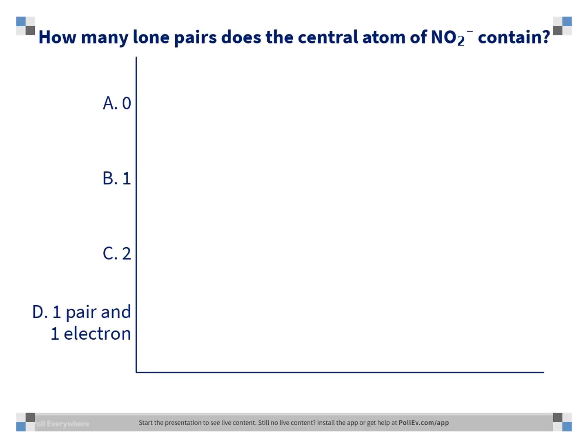The correct answer is B, 1. Please consult the poll question key for an explanation of this problem, including an image of the nitrite ion's Lewis structure. One thing to note is that we end up making a double bond with one of the oxygen atoms. They are both equivalent, so it doesn't matter which one we choose. The other oxygen is left with a single bond.